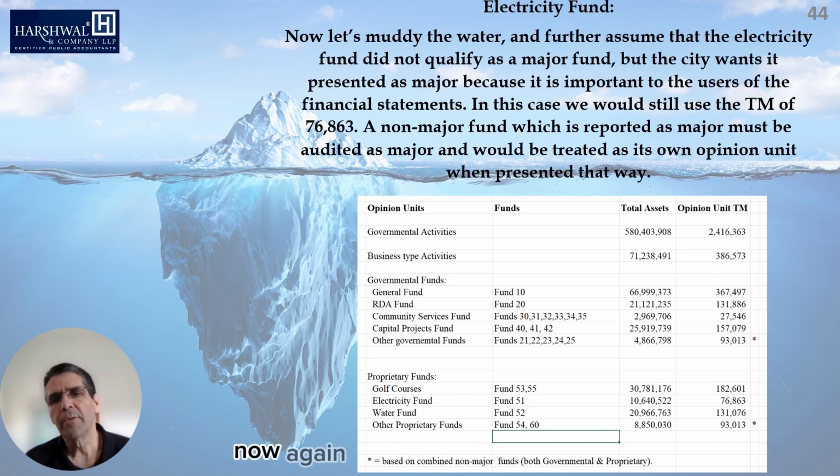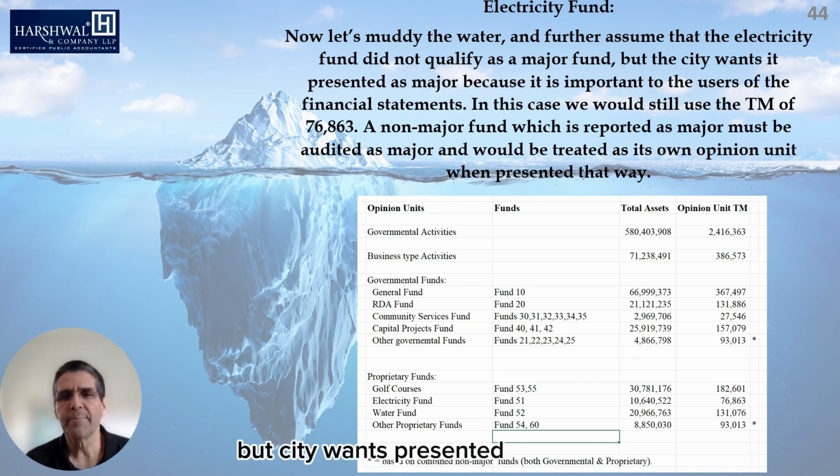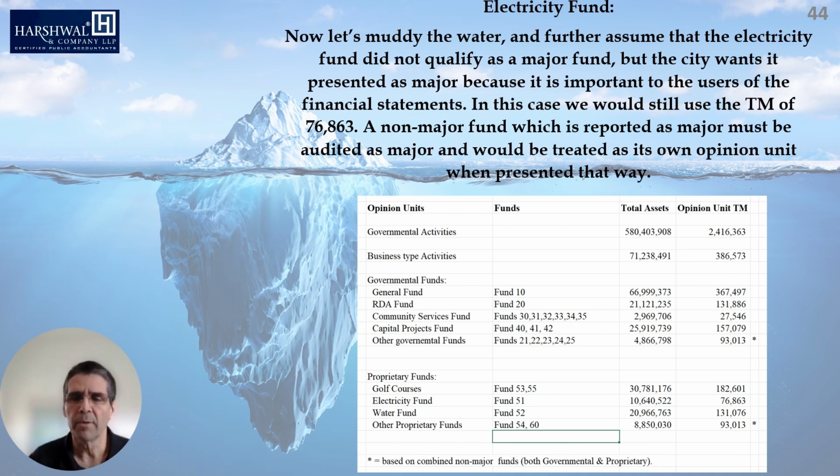Now, again with the electricity fund, let's muddy the water and further assume that the electricity fund did not qualify as a major fund. But the city wants it presented as major because it's important to the users of the financial statements. In this case, we would still use the tolerable misstatement of 76,000. A non-major fund, which is reported as major, must be audited as major and would be treated as its own opinion unit when presented that way.